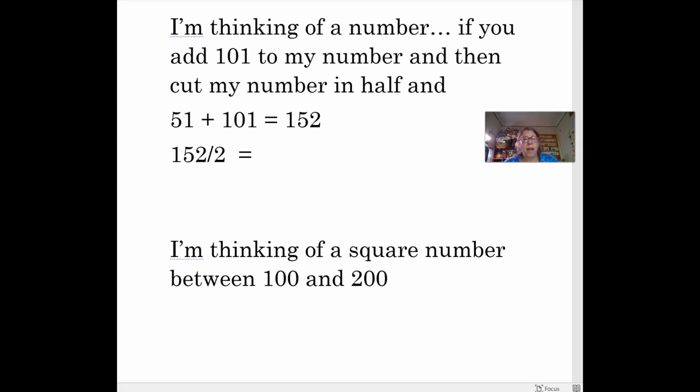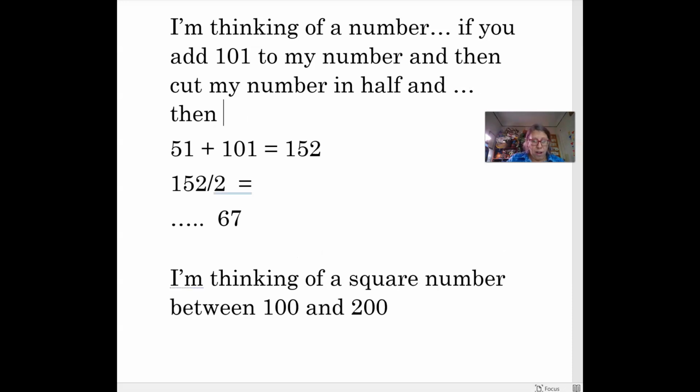Okay? And then when you finally get your last step in and you finally get this answer, you want to put that in your story. And then finally, I get 67. So the number you give them is the one you end up with, right? You don't tell them the number you started with. That's what they're supposed to come up with by working their way backwards and doing the opposite.